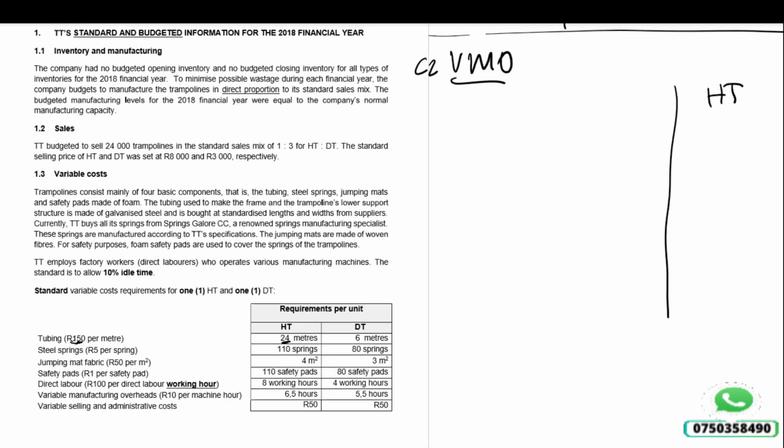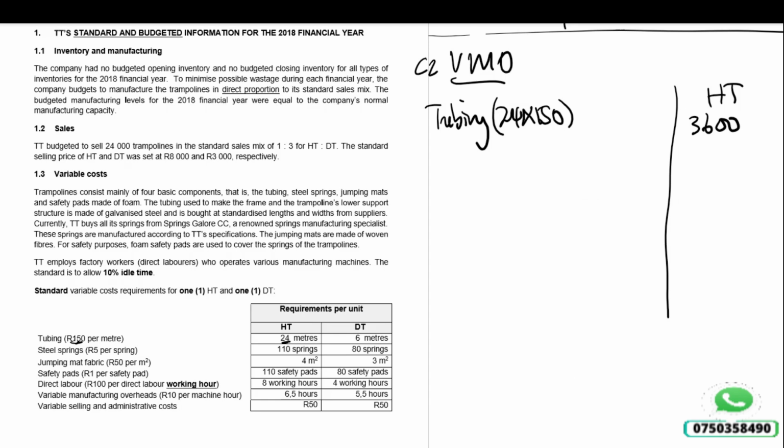Okay, so what did they say? They said tubing, right? On tubing, they said it is 150 per meter, but I need 24 meters. So it means that the total cost is going to be 24 meters multiplied by the price per meter, which gives me 3,600.